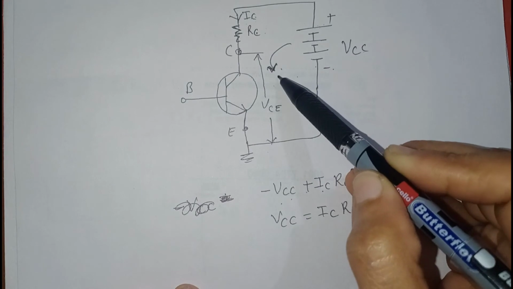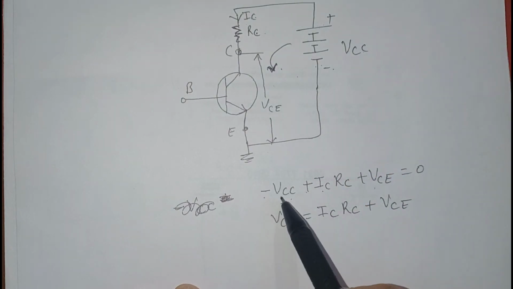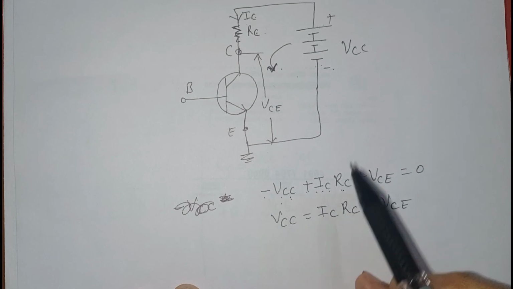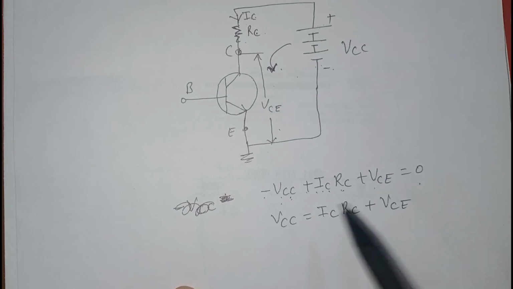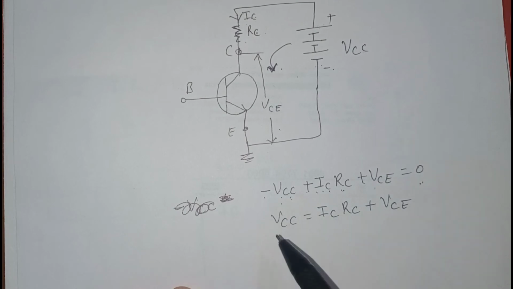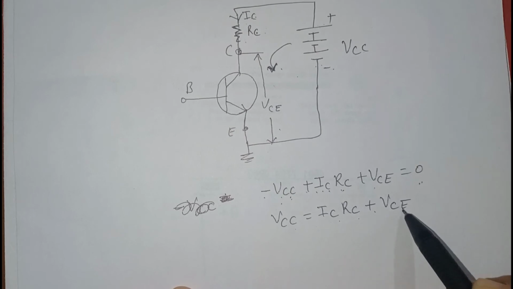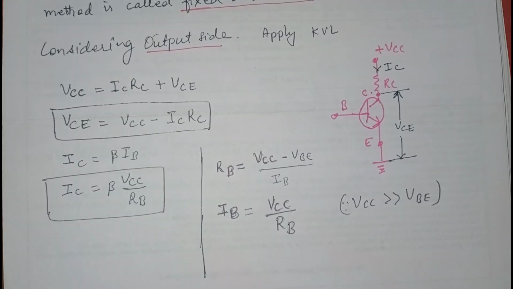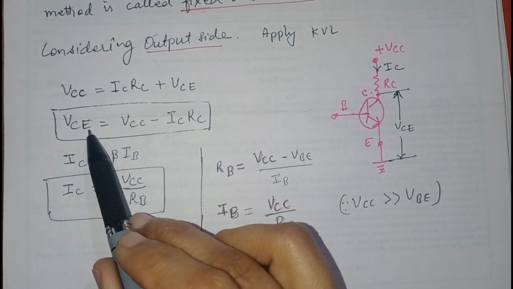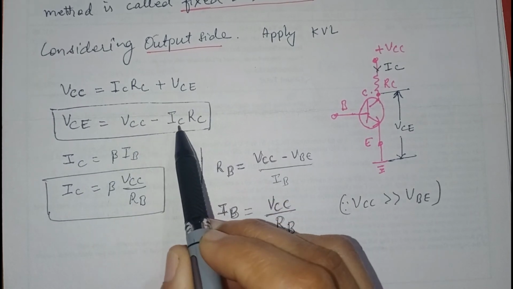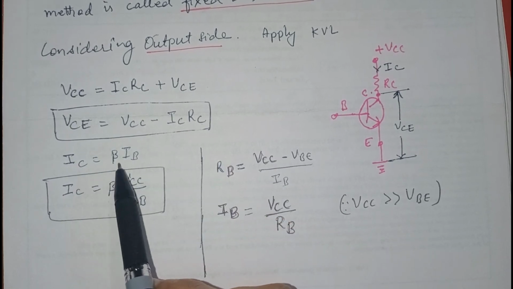We have taken the direction when the current is entering a terminal. So minus VCC plus IC into RC plus VCE equals 0. After manipulating the equation, VCC equals IC into RC plus VCE. Now after solving this equation, we can find the value of VCE equals VCC minus IC into RC. And also, as we know, IC equals beta IB.